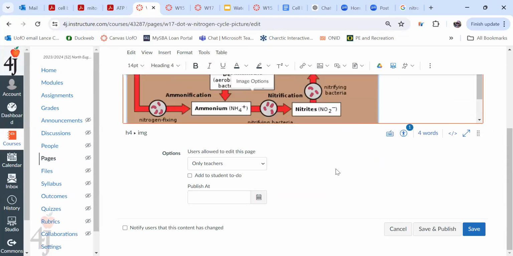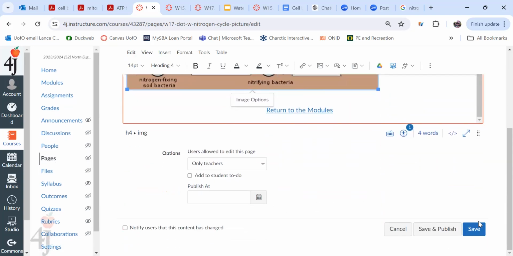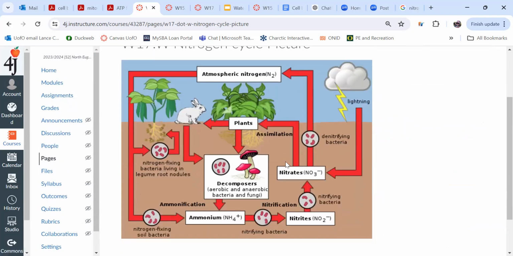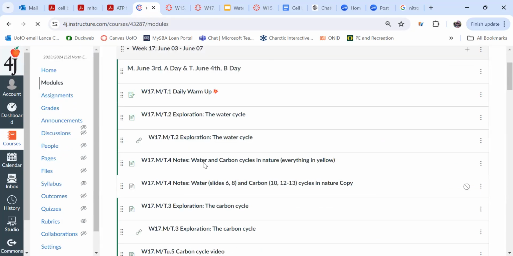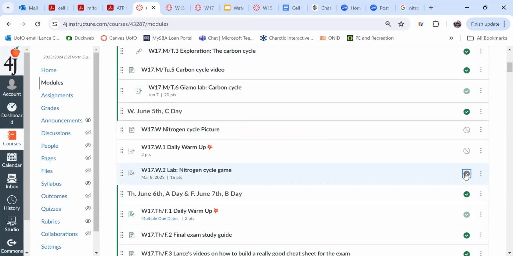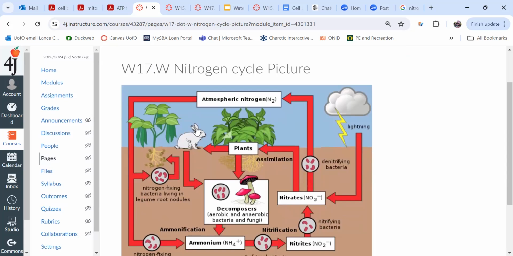Let's make it bigger. Excelente. Save. And then we'll publish once we get back into modules. So now you have this picture on Canvas. All right, so let's take a look at it. This is when we did the nitrogen cycle game. So remember, this is the teacher view, so it looks a little different than the student view. We have stuff unpublished here.